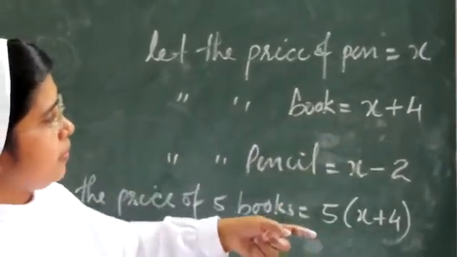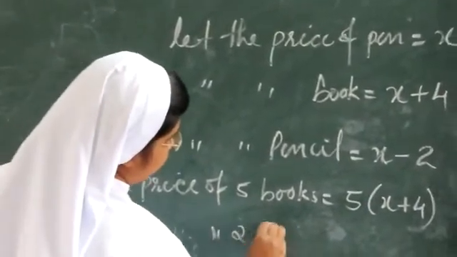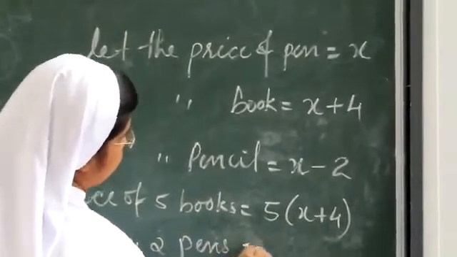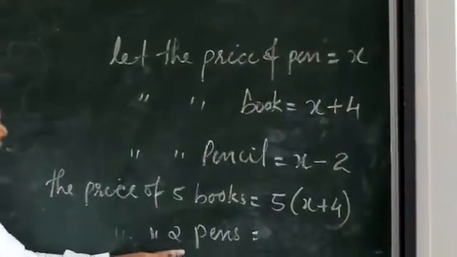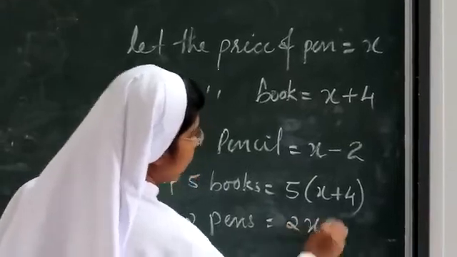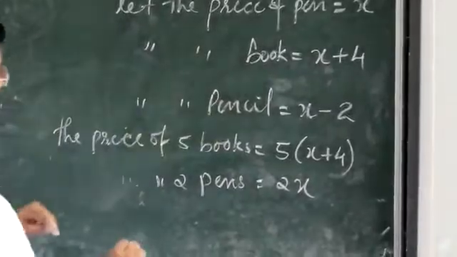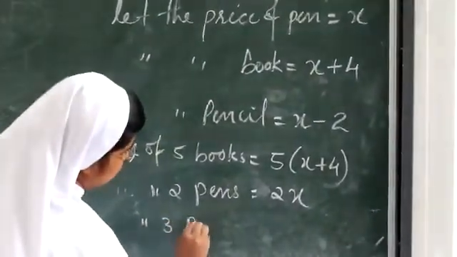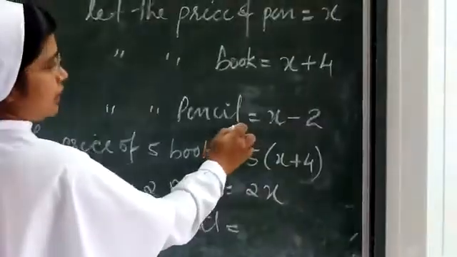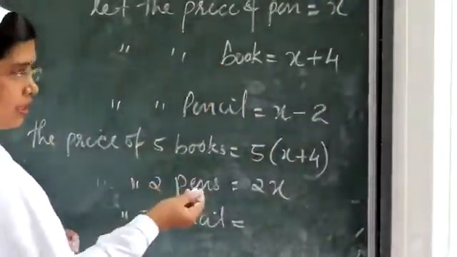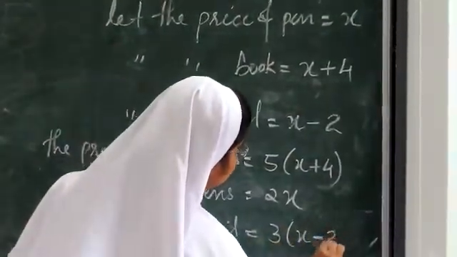Now, next question, what is given? 2 pens. The price of 2 pens. What is the price of 1 pen? 1 pen is x rupees. 2 pens is 2 into x. Okay. Now what is the price of 3 pencils? What is the price of 1 pencil? x minus 2. 3 pencils means 3 into x minus 2.